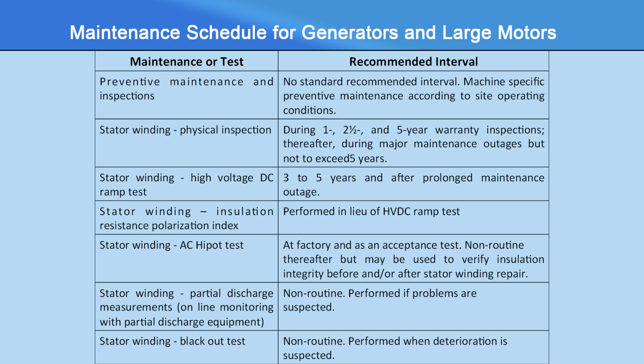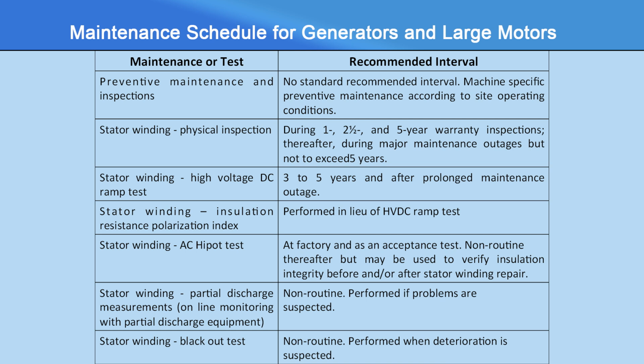Next test is for stator winding, that is high voltage DC ramp test. This is performed between 3 to 5 years and after prolonged maintenance outage. Next test again for stator winding is insulation resistance polarization index, which is performed in lieu of HVDC ramp test. Again, next test for stator winding is AC high pot test. It is performed at factory and as an acceptance test, non-routine thereafter, but may be used to verify insulation integrity before and or after stator winding repair.